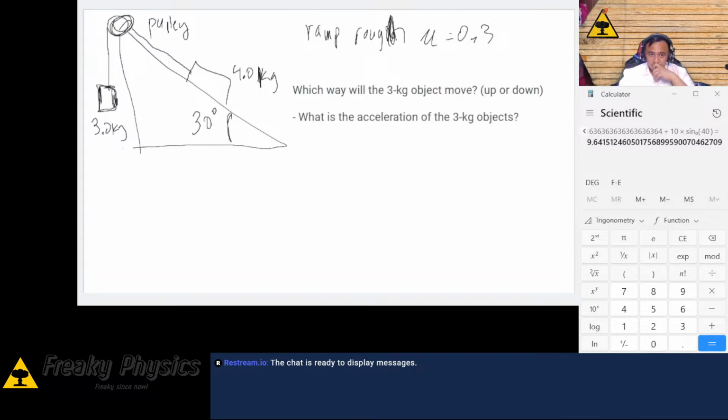Is there something you don't actually need? Yes, there's something you don't actually need. To find R, 40 sine 30 or 40 cosine 30? Cosine.